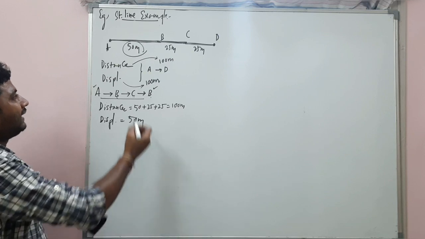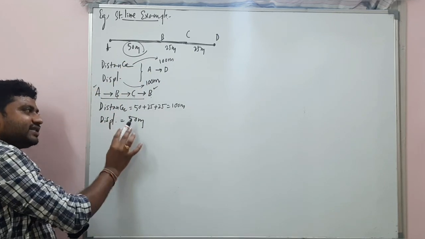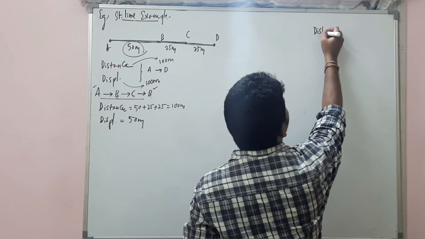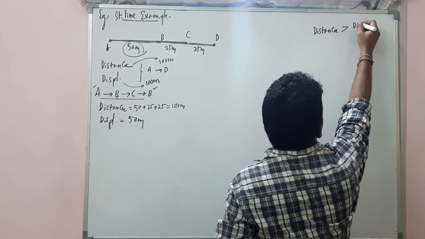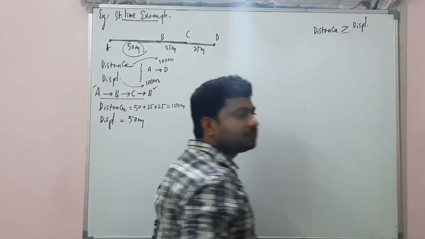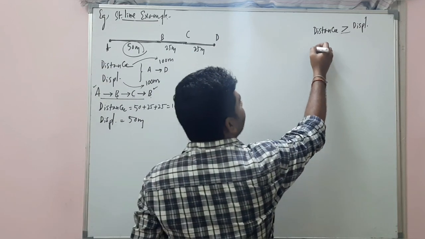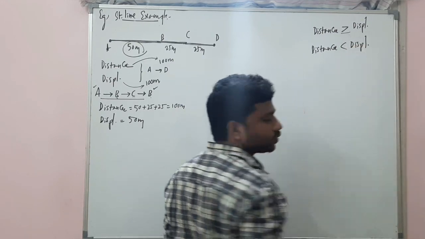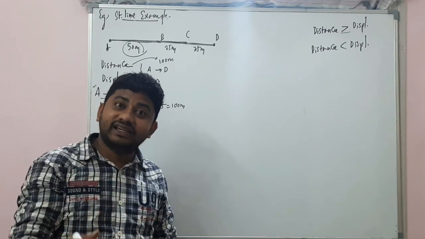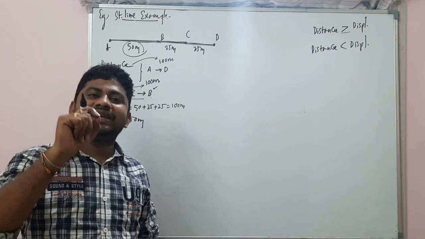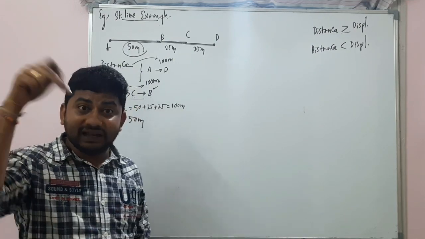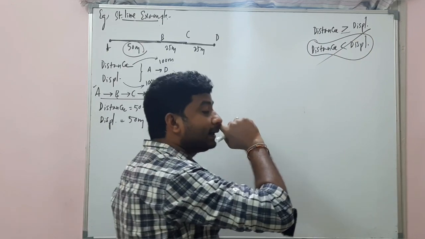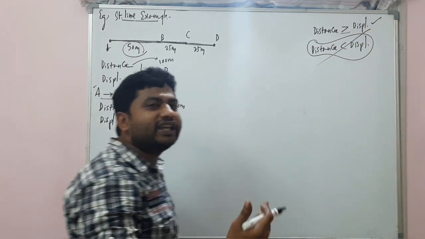Here, what happens? Distance is equal to displacement in one case, and distance is greater than displacement in the other. So I am writing whatever my identifications are here. Distance is greater than displacement. At the same time, distance is equal to displacement. Clear? Now, can distance be less than displacement? That's a question. In the NEET exam, and even in JEE exams, questions can be asked in this way. Is there any possibility of distance being lesser than displacement? It's impossible. Distance will be greater than or equal to displacement.